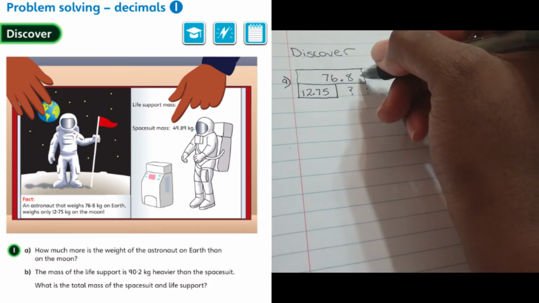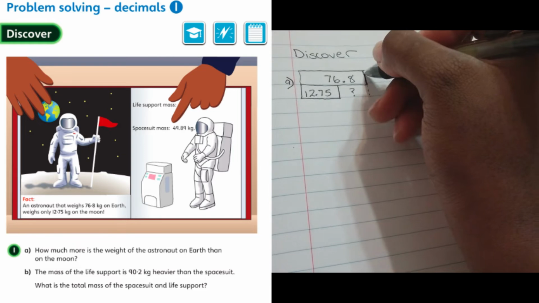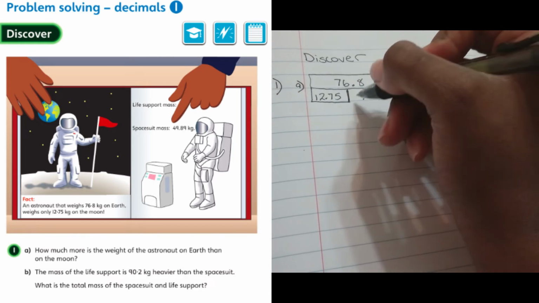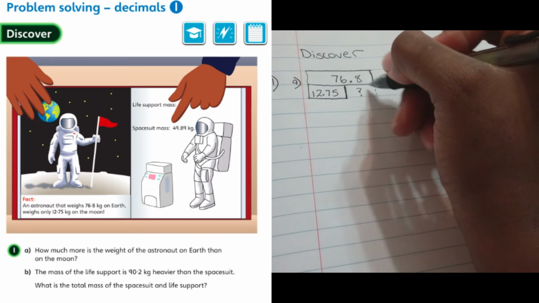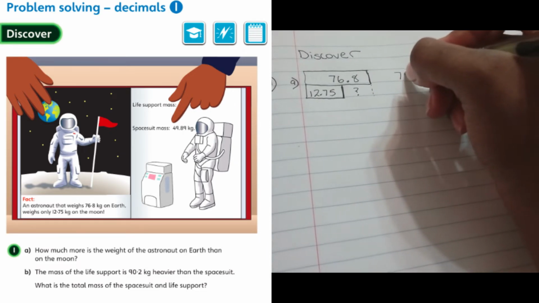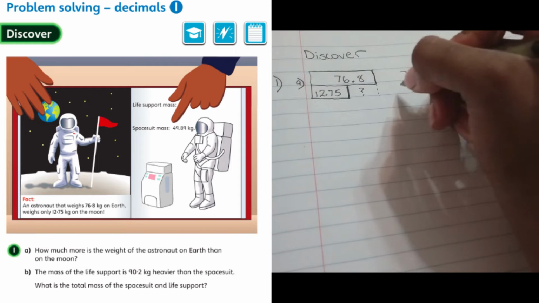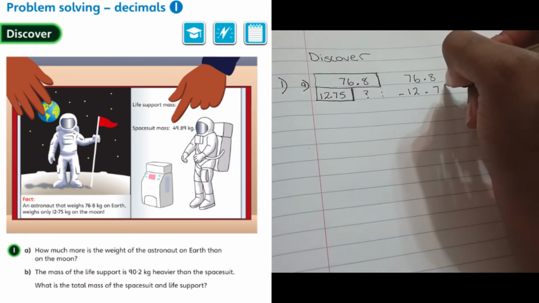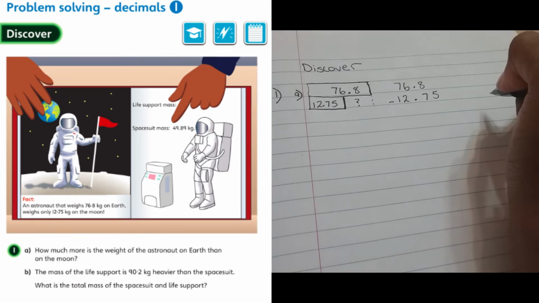So all of this made 76.8 and it reached over here. 12.75 only reaches here, so I've got to add on to it. So what's missing? Well, for me to find what's missing, I need to find the difference. So I can do 76.8 take away 12.75, just like we did before with those bar models.